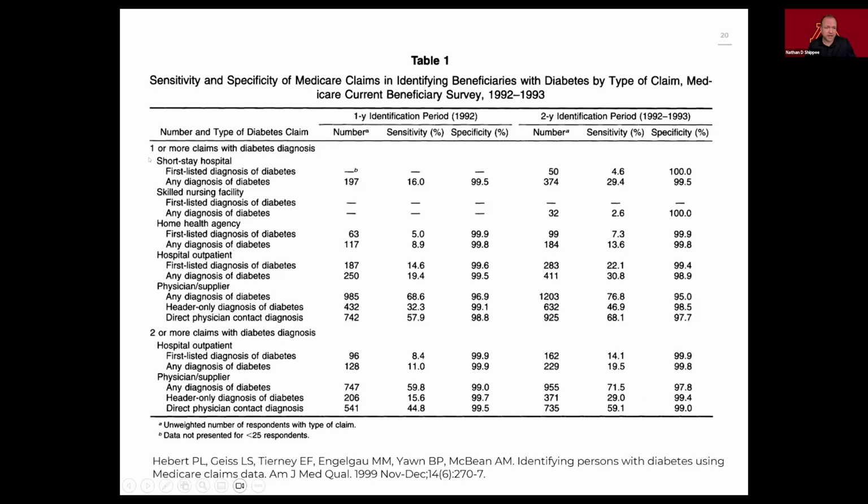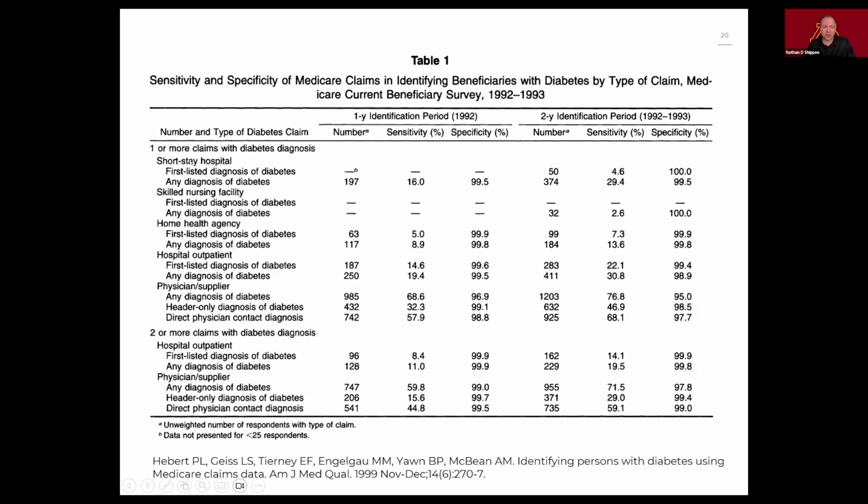So the first set is one or more claims with a diabetes diagnosis. They were looking at diabetes specifically. So one or more claims, that means we're not requiring two claims to be absolutely sure. We're only requiring one claim. And you'll see down a little past midway that they did also check algorithms that required having two or more claims. So they did require more claims in those.